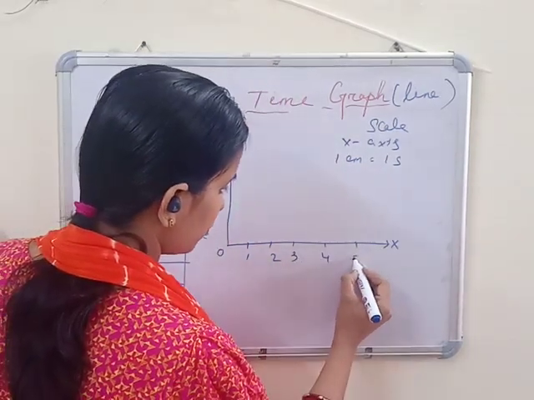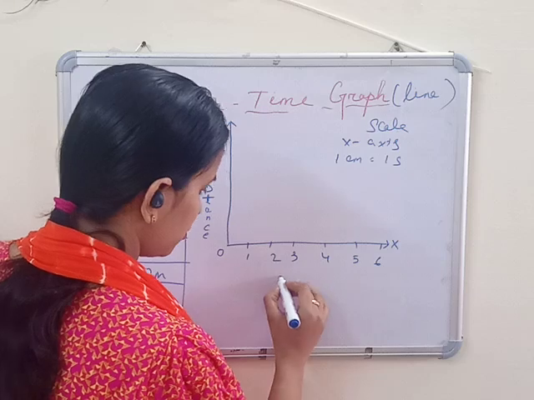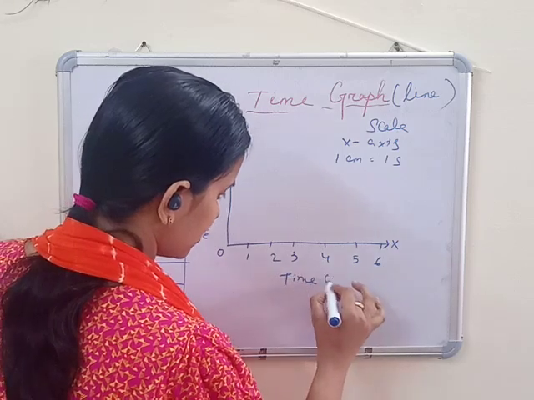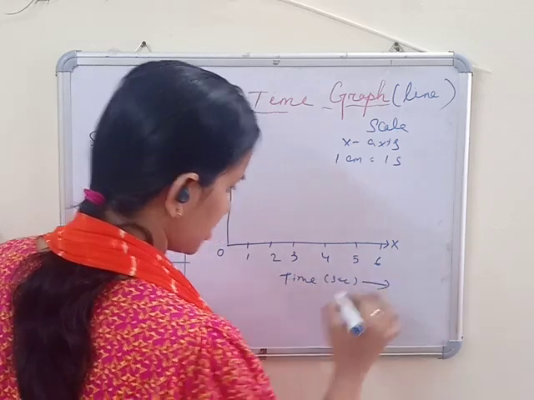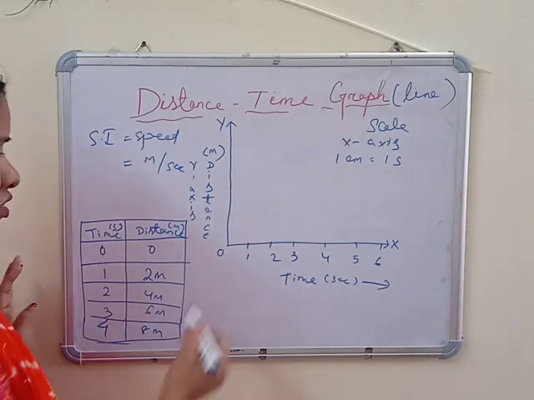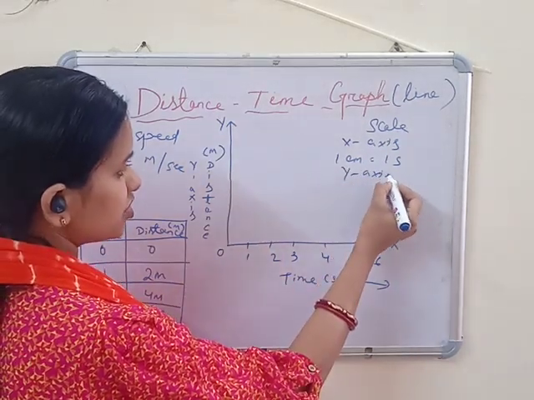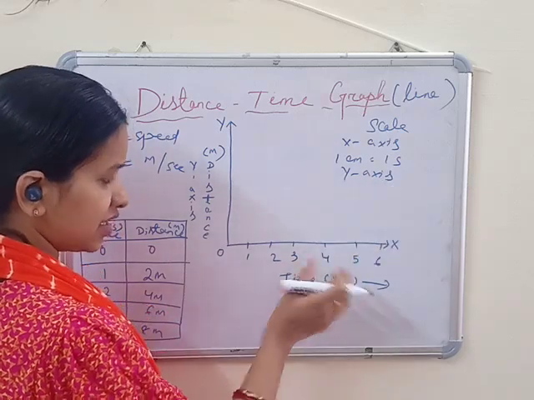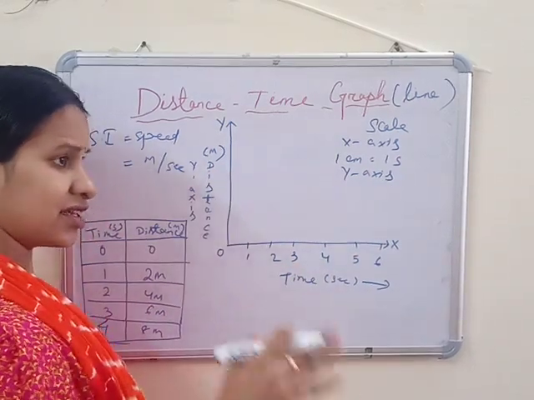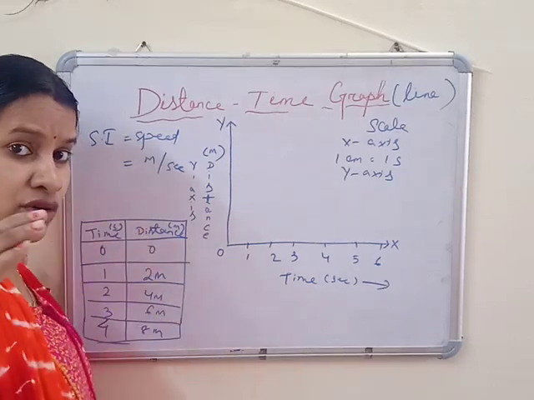3, 4, 5, 6 like that. Okay, this is your time in seconds on this axis. Now I will take the y-axis. Y-axis का scale. So it's not required that you will take the same scale for both. You can take different, or you can take the same according to your requirement.